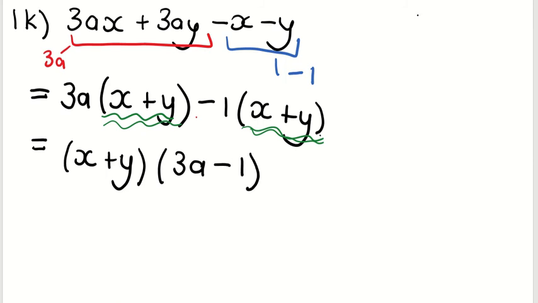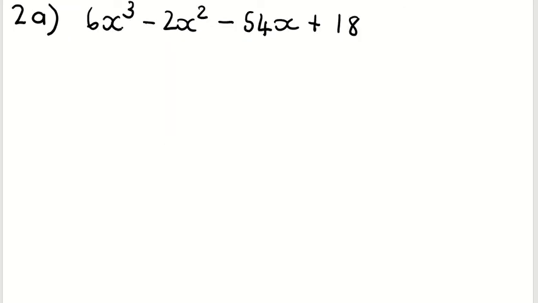Okay, then on to number 2. So for number 2a, we have to look at this very carefully, because the first thing I see when I look at this, I definitely see there's already a common factor that I can take out, and the common factor is definitely 2. So I'm first going to take out 2 as a common factor.